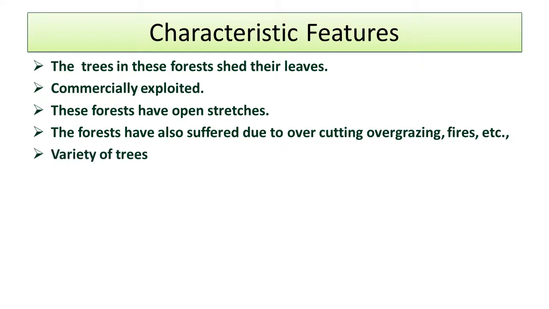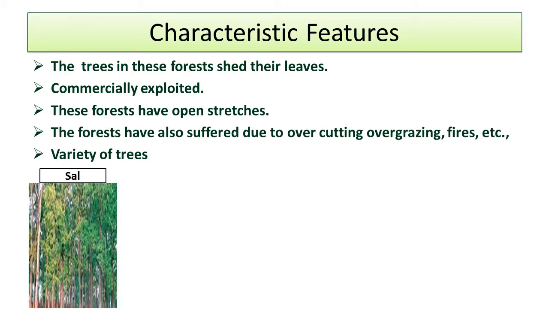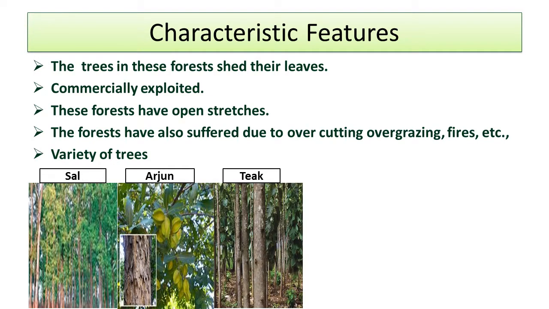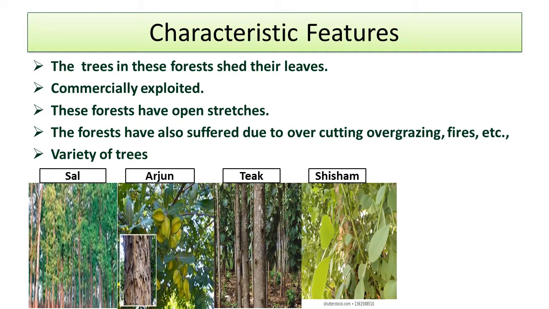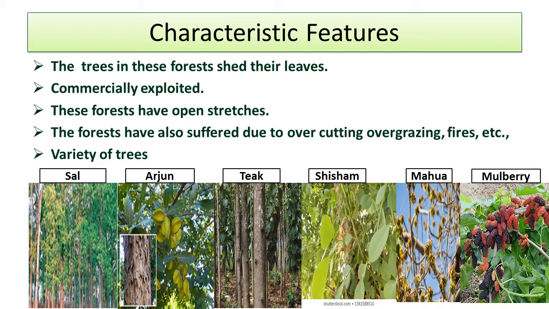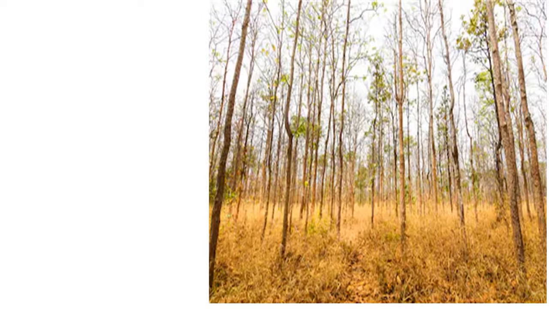Following are the varieties of trees. The common trees of such a forest are sal, arjun, teak, shisham, mahua and mulberry. Now let's learn about dry deciduous forest.